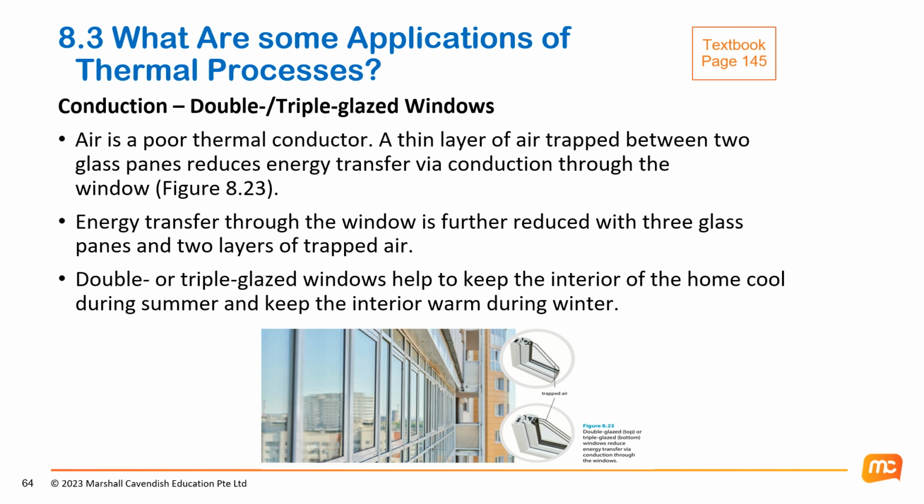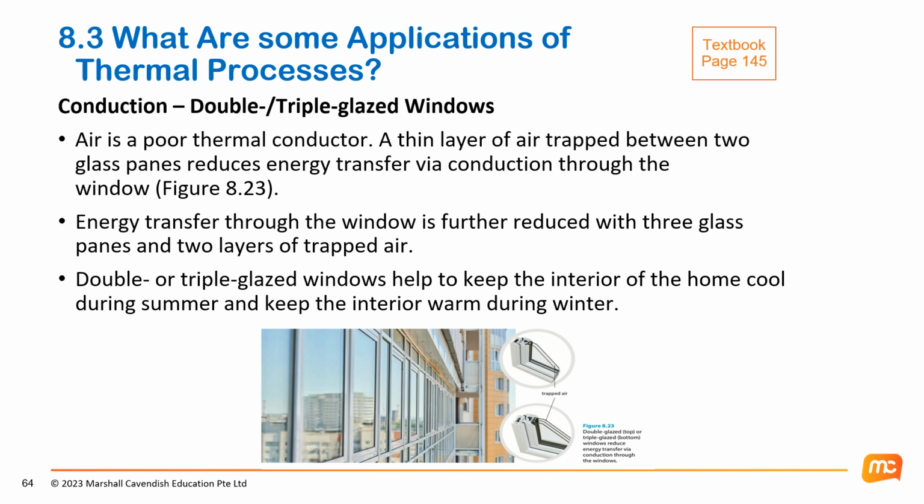Next, a double or triple glaze window. So what is the purpose of the windows? It's to keep the homes comfortable, cool in hot climates. So which way is heat flowing? Step one: heat must be flowing from the environment into the house. Two, by what method is heat flowing? We've got conduction, we've got convection, and we also have radiation happening.